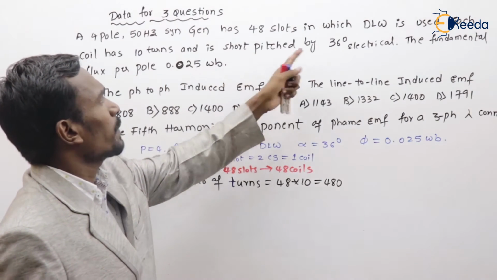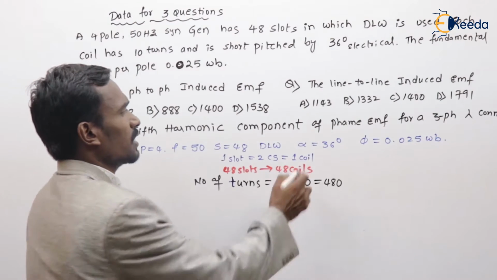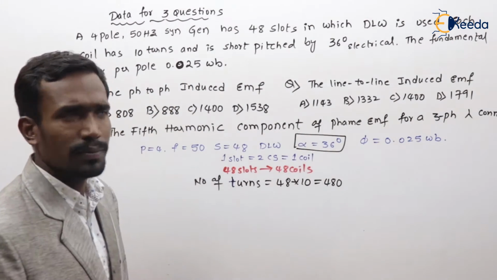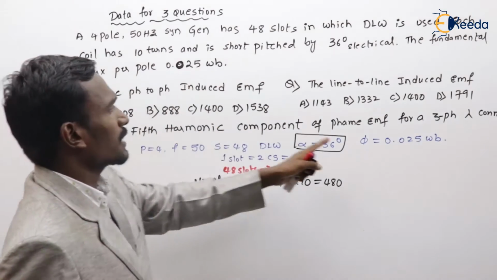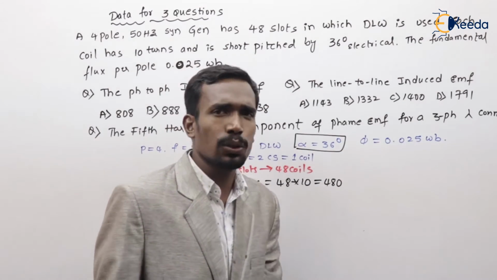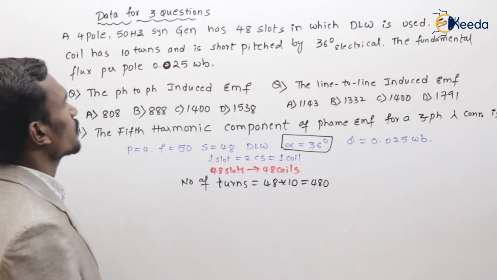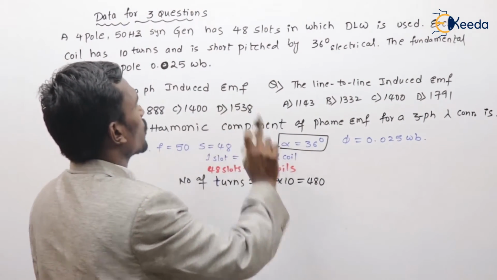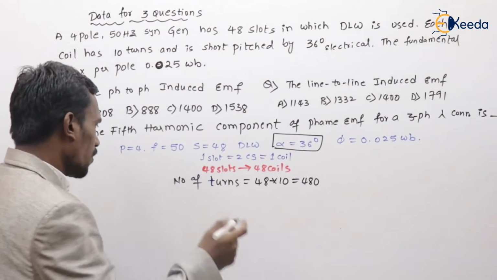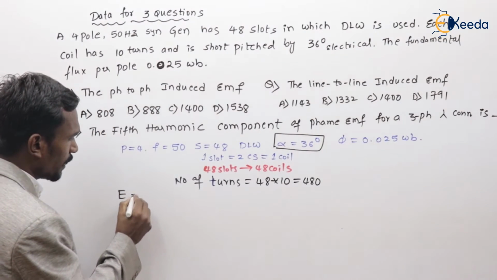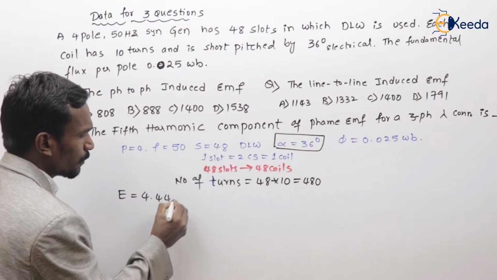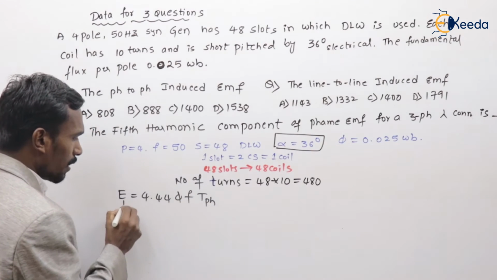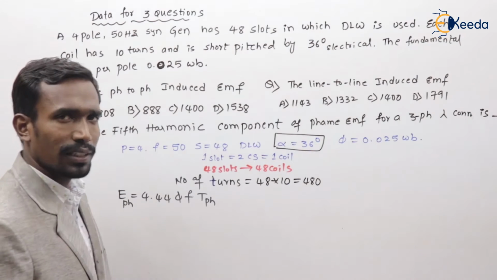The coils are short pitched by 36 degrees electrical. The fundamental flux per pole is 0.025 Webers. Then find the phase-to-phase induced EMF. How can we find it? E is equal to 4.44 into phi into f into turns per phase, because we require per phase.